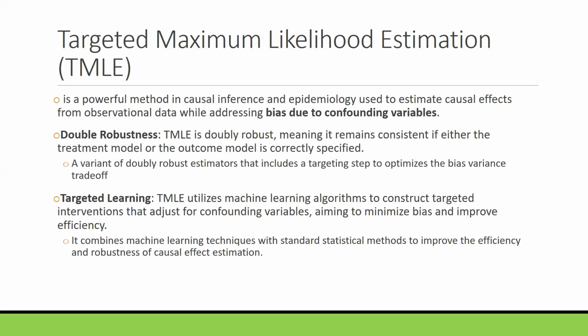Why did I choose this? We use doubly robust estimation on its own, but what is the added value of targeted maximum likelihood estimation? This is also doubly robust. It checks whether either the treatment or the outcome model is consistent or correctly specified, but it is a targeted learning. It utilizes a machine learning algorithm to construct your targeted intervention that adjusts for confounding variables. Remember how these machine learning techniques work. So TMLE combines our statistical approach with a machine learning approach to improve the efficiency and the robustness of our estimation.